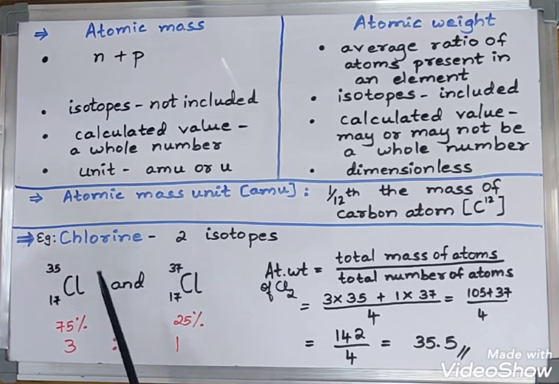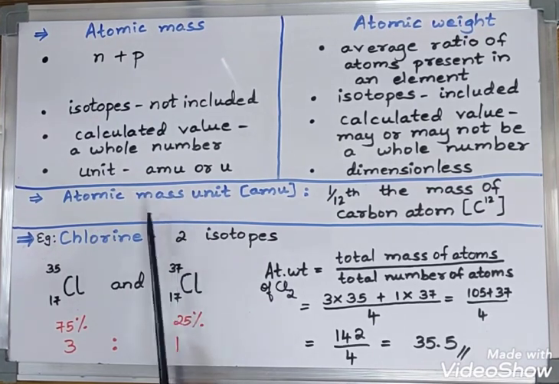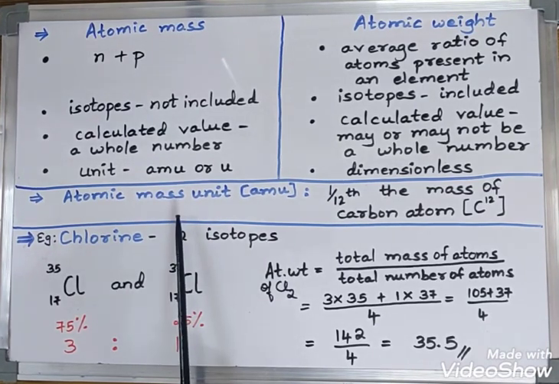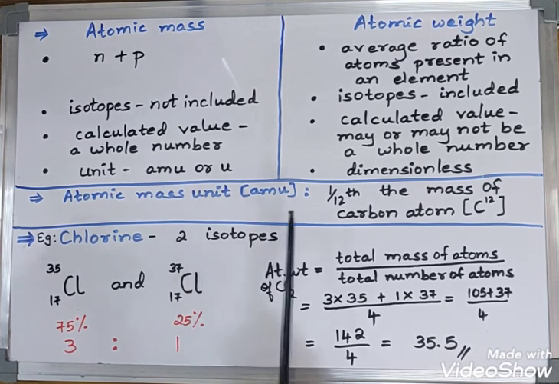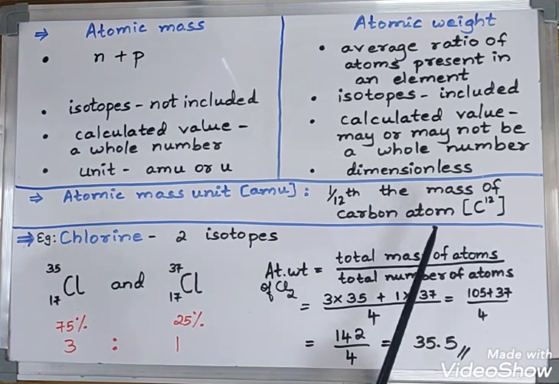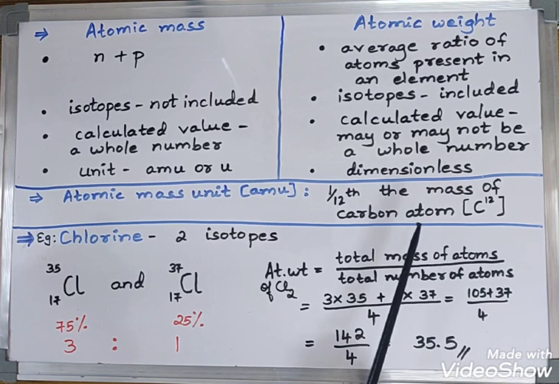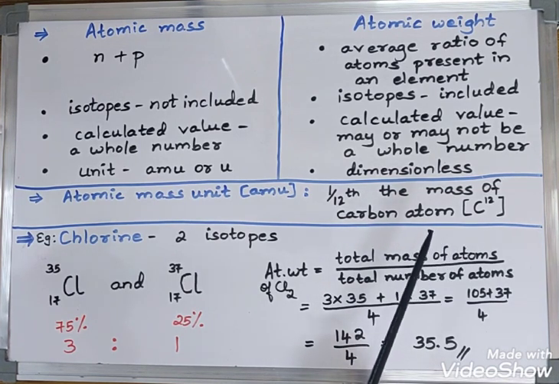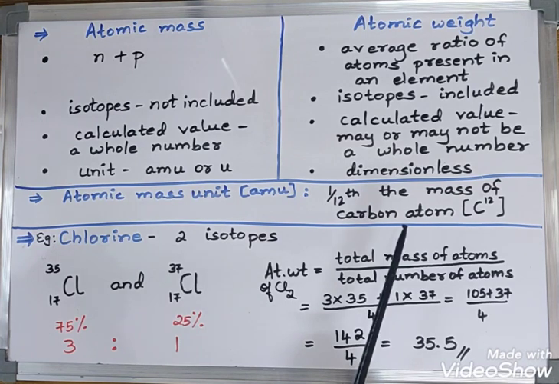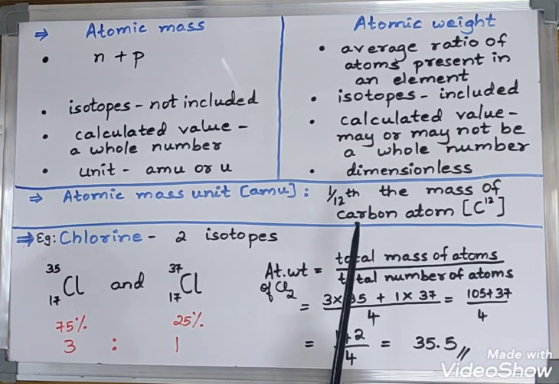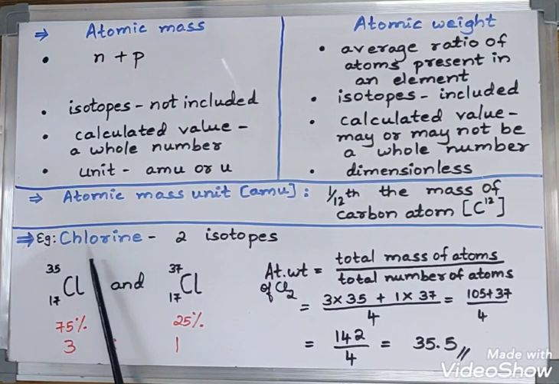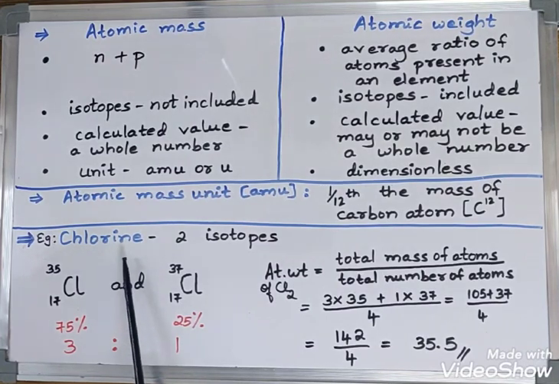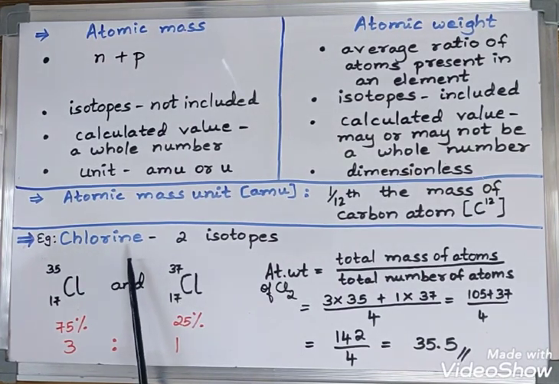We will know the definition of atomic mass unit. Atomic mass unit is defined as 1/12 of the mass of carbon atom 12, or you can say 1/12 the mass of carbon 12. Now to learn what is meant by atomic weight, let us see how the average of the isotopes is taken.